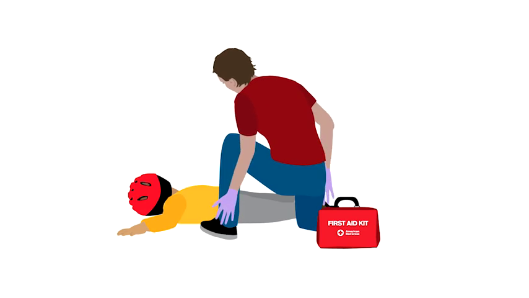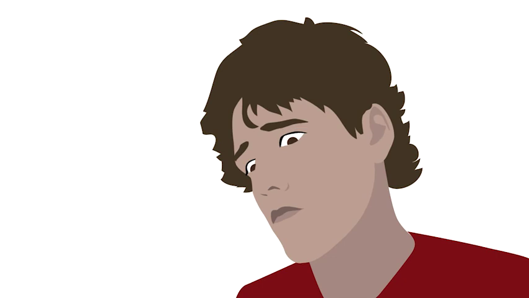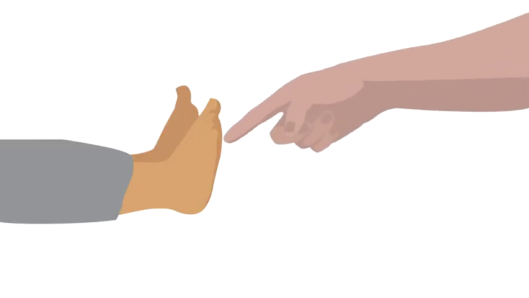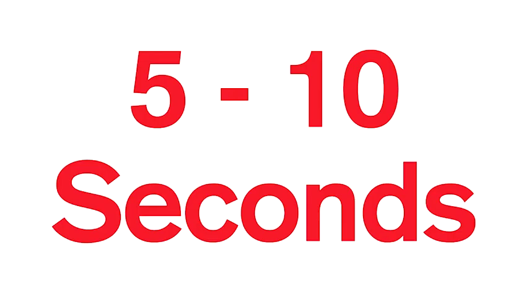Once you've checked the scene, you need to check the person. If you are not sure whether a person is unresponsive, shout using the person's name if you know it. If there is no response, tap the shoulder for an adult or child, or the bottom of the foot for an infant, and shout again while checking for normal breathing. Check for responsiveness and breathing for no more than 5 to 10 seconds.